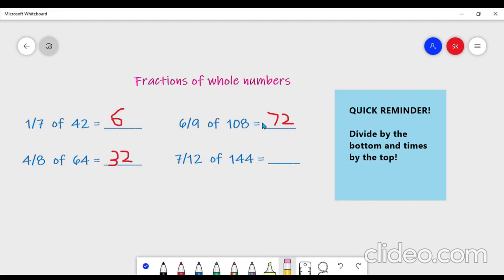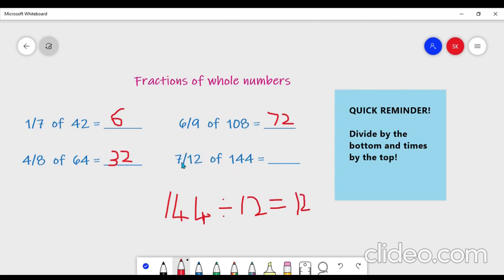So again, now we have the last question, 7/12 of 144, slightly larger numbers this time, but it's the exact same principle, exact same method. 144 divided by 12, the bottom number, and 144 divided by 12 is 12, since 12 squared is equal to 144. So we get an answer of 12.